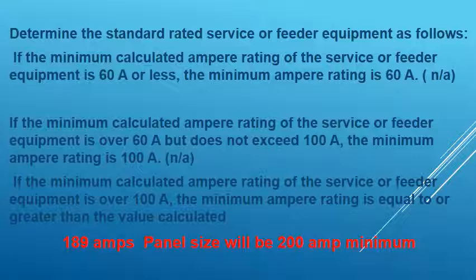Next, we'll determine the standard rated service or feeder equipment as follows. If the minimum calculated ampere rating of the service or feeder equipment is 60 amps or less, the minimum ampere rating will be 60 amps. If it is over 60 amps but does not exceed 100 amps, the minimum ampere rating is 100 amps. If it is over 100 amps, the minimum ampere rating is equal to or greater than the value calculated. Our service size is 189 amps. The panel size will be 200 amps minimum.